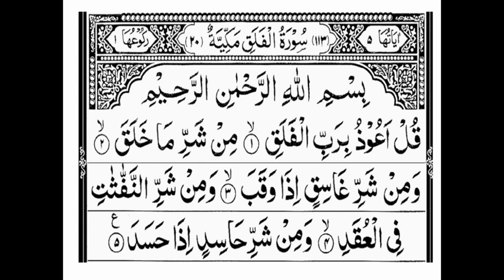In the previous, the third verse we read idha waqab. Now this last verse we read idha hasad. So make sure you remember it, please. And guys, I want to tell you another thing here in this surah is a bit of confusion. Guys, you can see the second verse is min shari. There's no waw there. But all the other verses start with waw. So what does that mean?